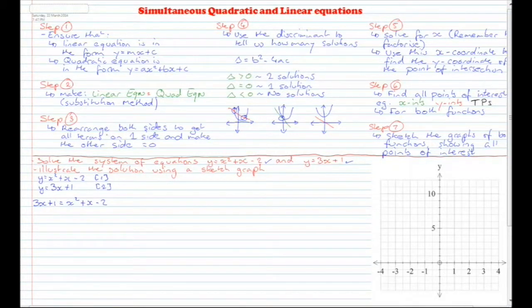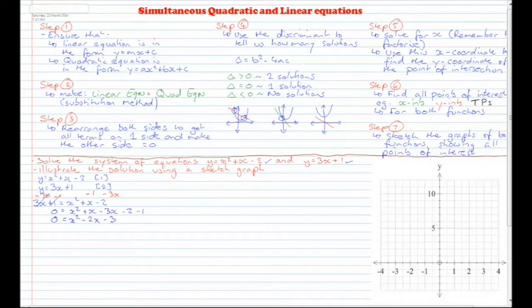Step 3 says rearrange both sides to get all terms on one side and make the other side equal to 0. So to do that I'll just subtract 1 and 3x off both sides. So 3x minus 3x is going to be 0. I'll have x squared plus x minus 3x minus 2, and when I go 1 minus 1 that's also going to be 0, so I go minus 1 here. So this side here is equal to 0. I get x squared plus x minus 3x minus 2 minus 1, which gets me 0 is equal to x squared. x minus 3x is negative 2x, and negative 2 minus 1 is negative 3.